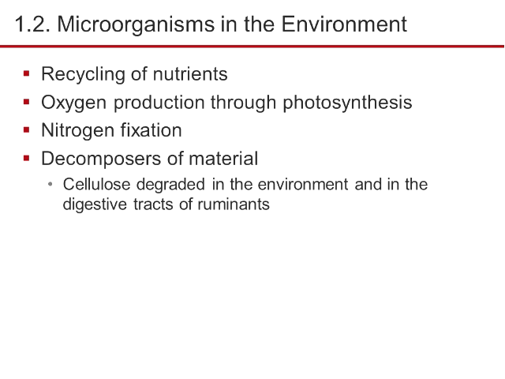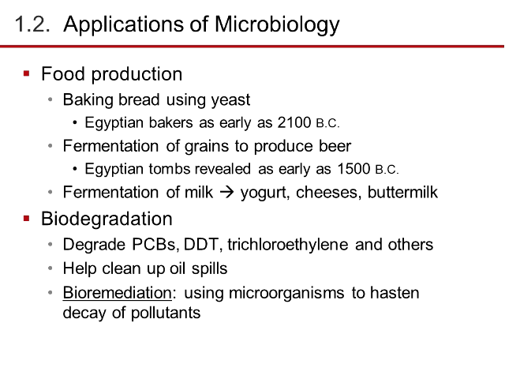Now, microorganisms in the environment help recycle our nutrients. The oxygen production through photosynthesis helps to add more oxygen to the air. They produce nitrogen fixation, which is helpful to our development and also to development of our food. And they help to decompose dead material. For instance, cellulose is degraded in the environment, and in the digestive tracts of ruminants, if you will. Some of those include cows and animals that help to break that down.